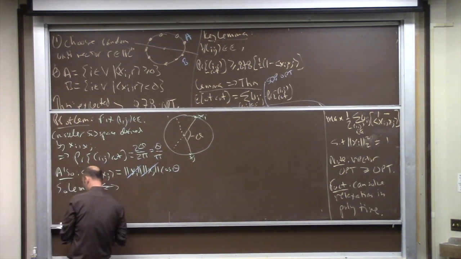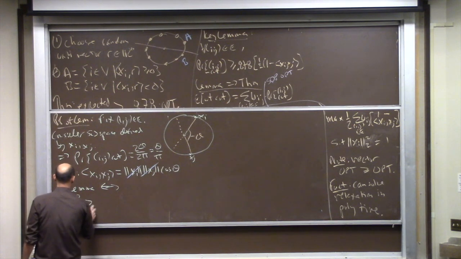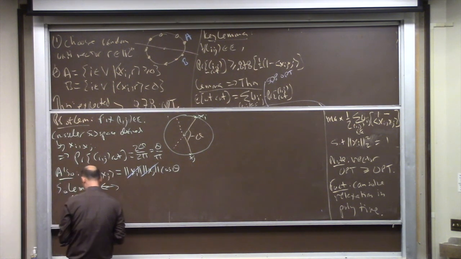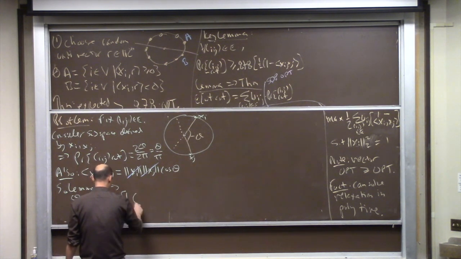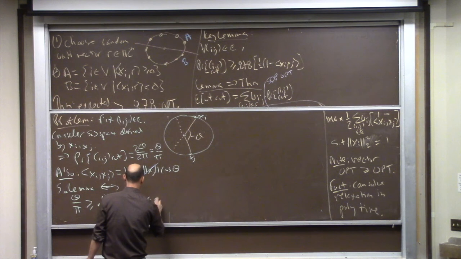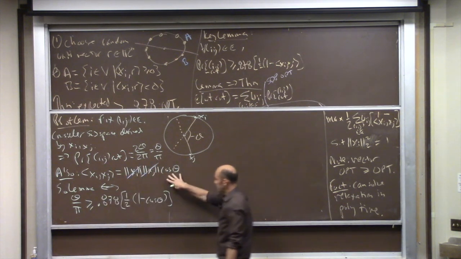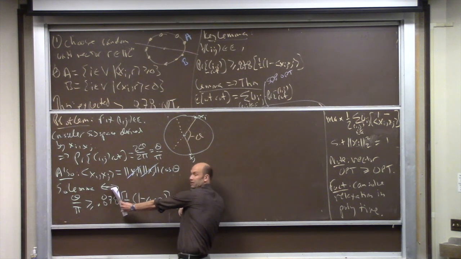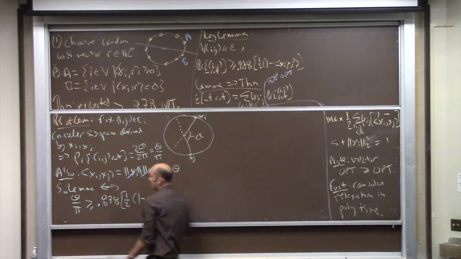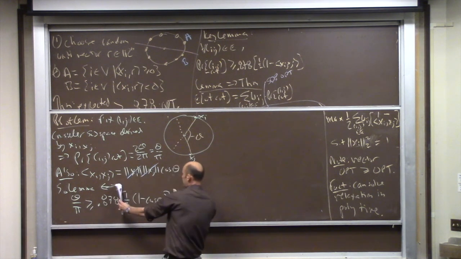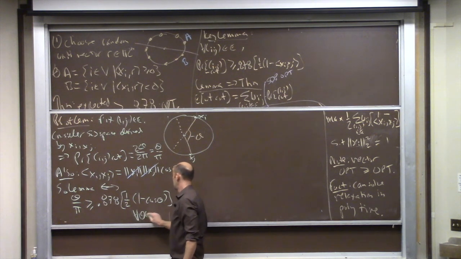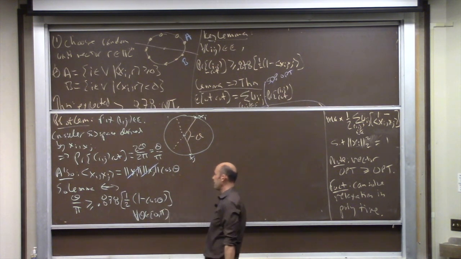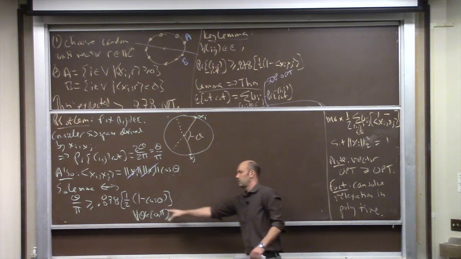So the lemma becomes equivalent to proving that theta over pi, or at least a sufficient condition for a proof of the lemma, is that theta over pi is always at least 0.878 times what the SDP gets. Sorry, what the SDP actually gets is 1/2 times 1 minus cosine theta. I apologize, I was talking about cosine theta. Really, we should be talking about 1/2 times 1 minus cosine theta, because this is what the SDP gets. This is what we get. So we want that for every possible theta, our cutting probability is a healthy fraction of this.